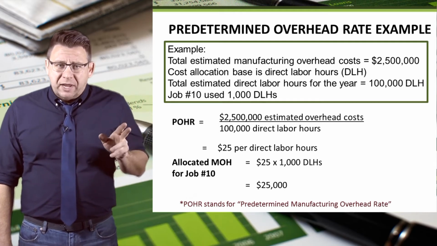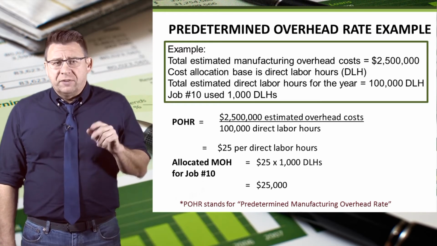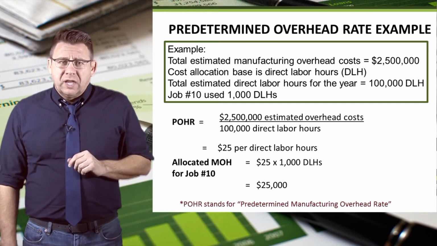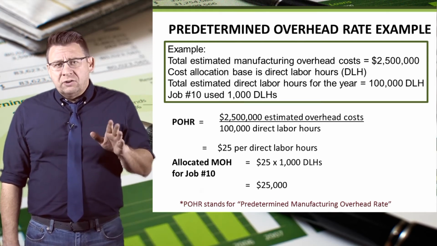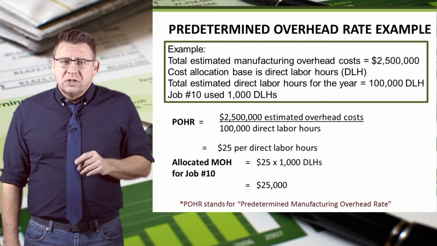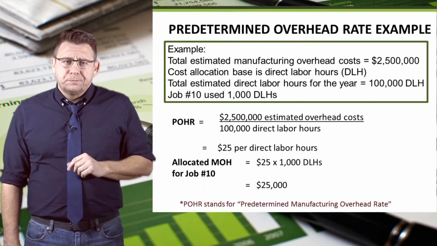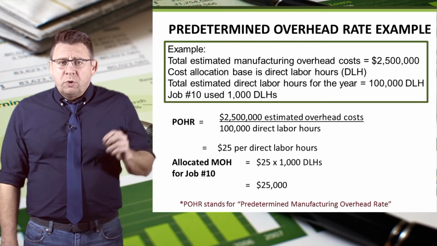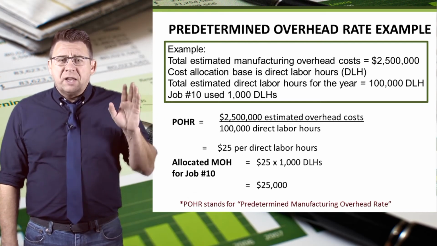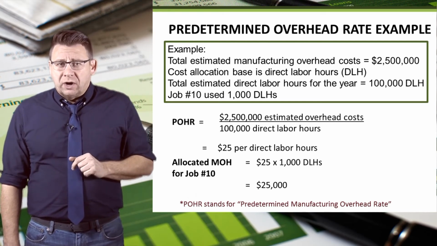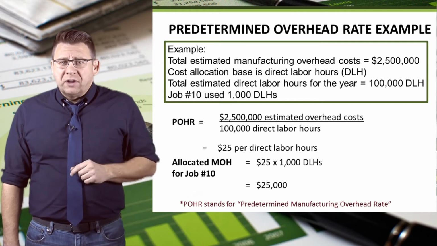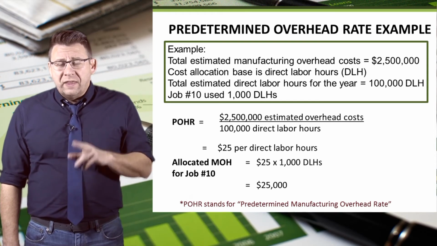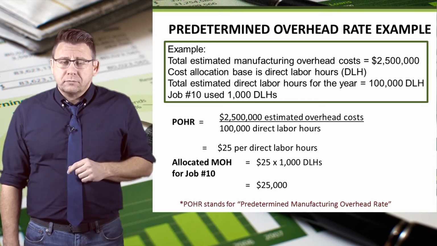Here, a company estimates that its total manufacturing overhead for the upcoming year will be $2.5 million. It estimates that it will use 100,000 direct labor hours to complete all the jobs. So the predetermined overhead rate is $2.5 million divided by 100,000 direct labor hours, which equals $25 of manufacturing overhead per direct labor hour. That's the predetermined overhead rate.